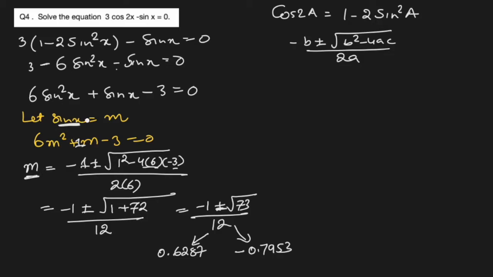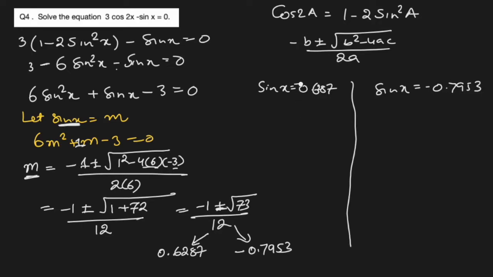But m was sine x. So this becomes our new equation now. Sine x is equal to 0.6287 and sine x equal to minus 0.7953. Since it's positive and we have to give the answer in 0 to 360, that means sine can be in this quadrant or this quadrant. So find sine inverse of the positive value, and we will get this acute angle and this acute angle. These two will give us the answer, and that angle will be the same for both.